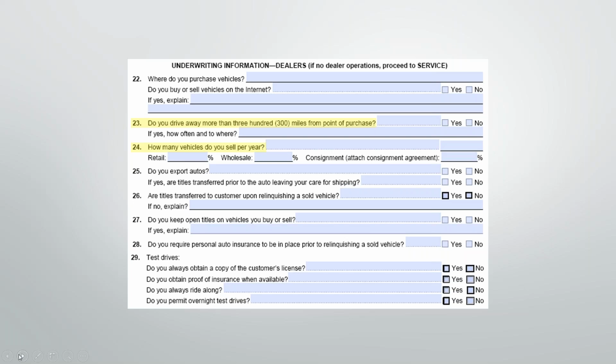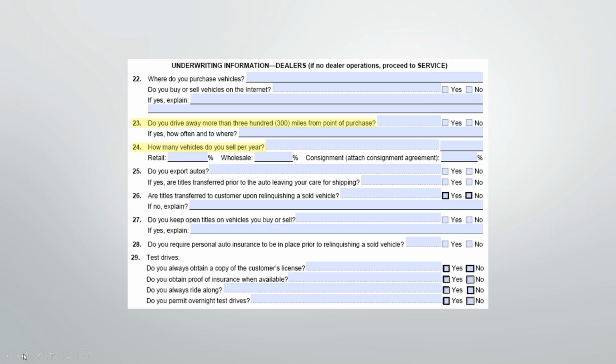And right underneath, it's asking for a breakdown of retail percentage, wholesale percentage, and consignment. I definitely need to know this information because, again, it is going to affect the class code used and some additional information I may need subject to binding.